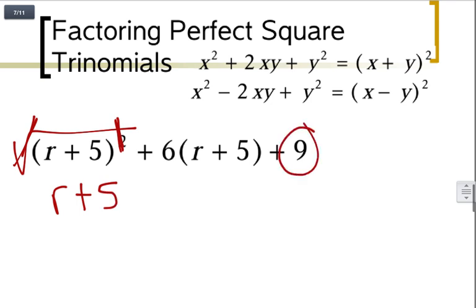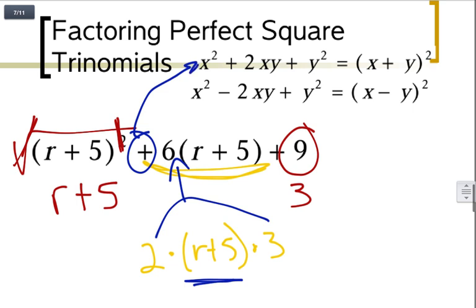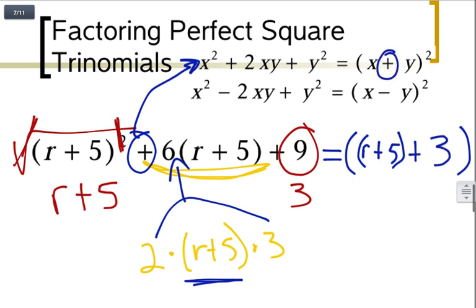And then this 9, you can square root that, and that gives you 3. So the question is this number in the middle, this 6r plus 5, the outcome of 2 times the r plus 5 times the 3. And you can see if you multiply the 2 times the 3, you'll end up getting the 6 and then the r plus 5. So it is in fact in the correct form. The plus sign means I'm using the first formula. And so all I have to do is write the first number, which in this case is r plus 5, I'll leave it in parentheses, plus the second number, square rooted, which is 3, squared, and that is your answer.